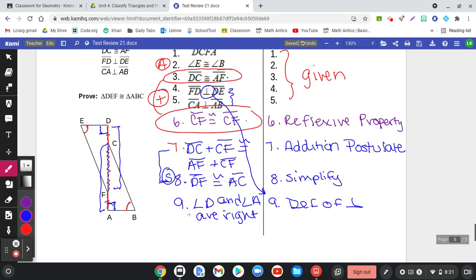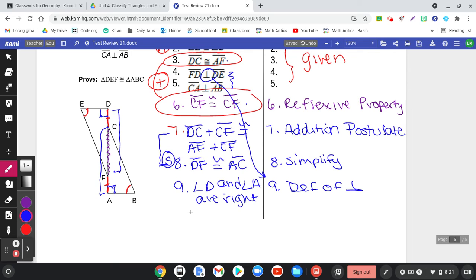All right, and since we know that they're both right, that means they're both 90 degrees, so they're equal to each other. Angle D is congruent to angle A because all right angles are congruent. And now we have everything we need to prove our triangles are congruent. Okay, we have these angles, we have these angles, and we have the side.